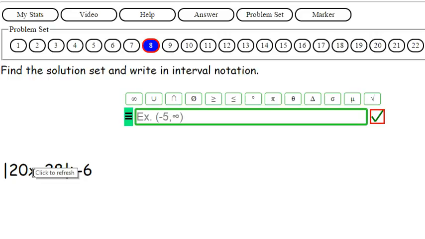So let's go ahead and write this one down and get that out of the way. The absolute value of 20x minus 28 is greater than negative 6. Alright.